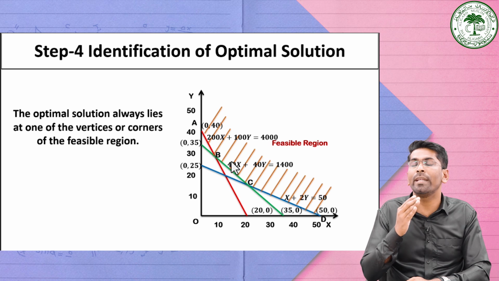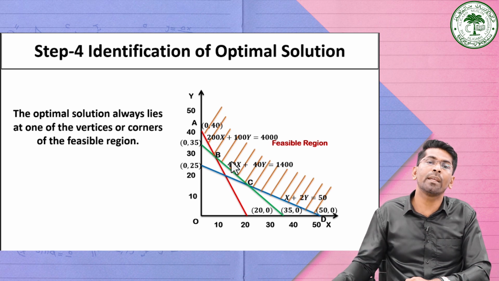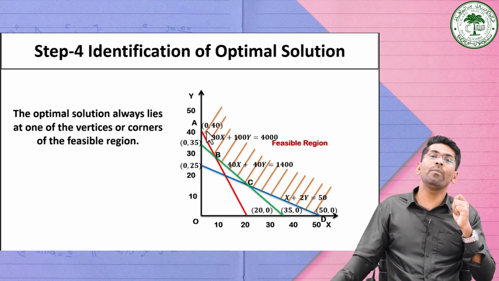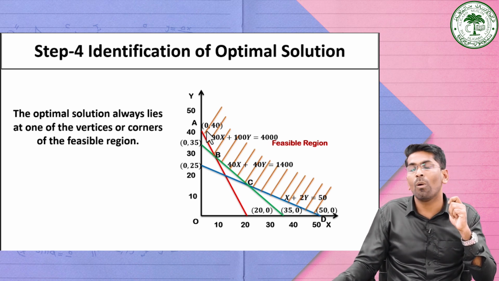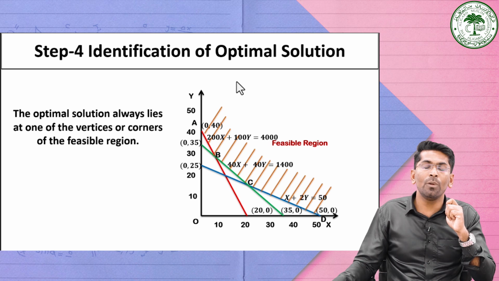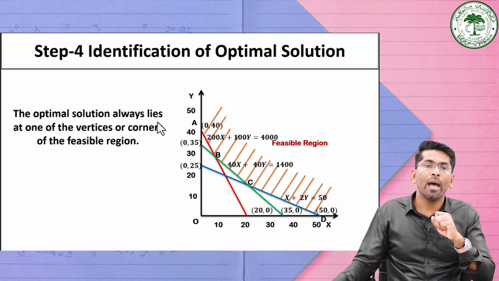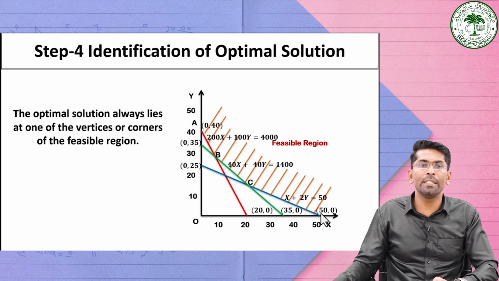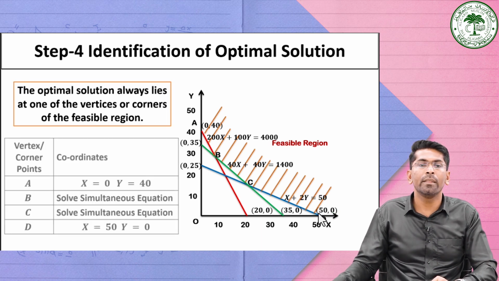In this case, it is a minimization problem, so we want the point which gives the minimum cost. Out of this given feasible region, what will be the minimum cost value? That we want to find out, and accordingly we will get the optimal solution. The optimal solution always lies at one of the vertices or corners of the feasible region, that is A, B, C and D. So out of these regions, we are going to consider A, B and C.